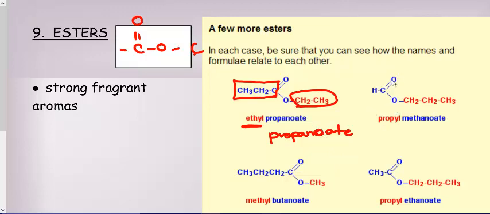Here's our O that's not the C double bonded to O, right? So we count the carbons attached to it: 1, 2, 3, that's propyl. And then here's the C double bonded to O. We count the carbons there. There's only 1. So we would call that methane, but we drop the E and add -oate, okay? And again, here, the O that's not double bonded first, methyl, then the O that's double bonded: 1, 2, 3, 4, methylbutanoate.